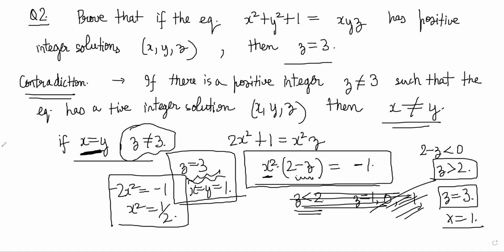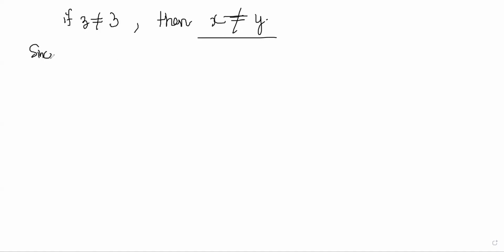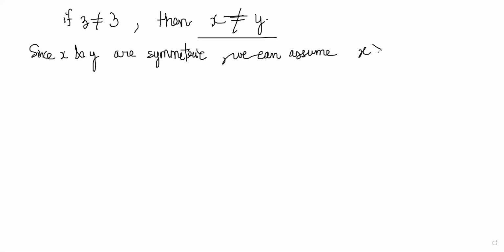So what we are saying basically here is that if z is not equal to 3, then x cannot be equal to y. X cannot be equal to y, right? So since x and y are symmetric in the equation, there is no difference between the variables x and y. We can assume without loss of generality that x is greater than y, right?